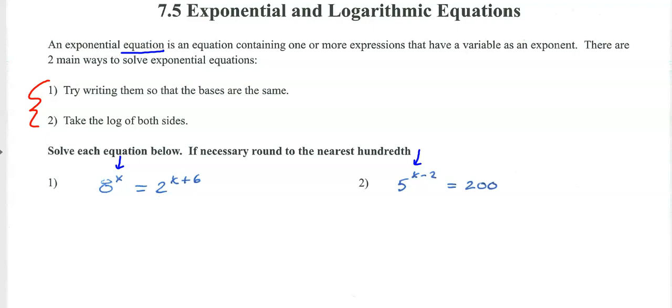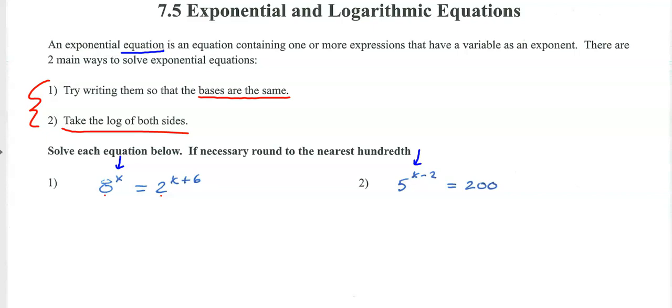If you can write them so that the bases are the same, it's usually faster. So for instance, if you look at number 1, you have 2 and you have 8, which 8 can be written as a 2 power, 2 to the third. If you can make that move, it'll probably be a little faster. But usually, you can also just take the log of both sides. That's what we're going to be doing probably most of the time, because not all of them are friendly enough to get the same base.